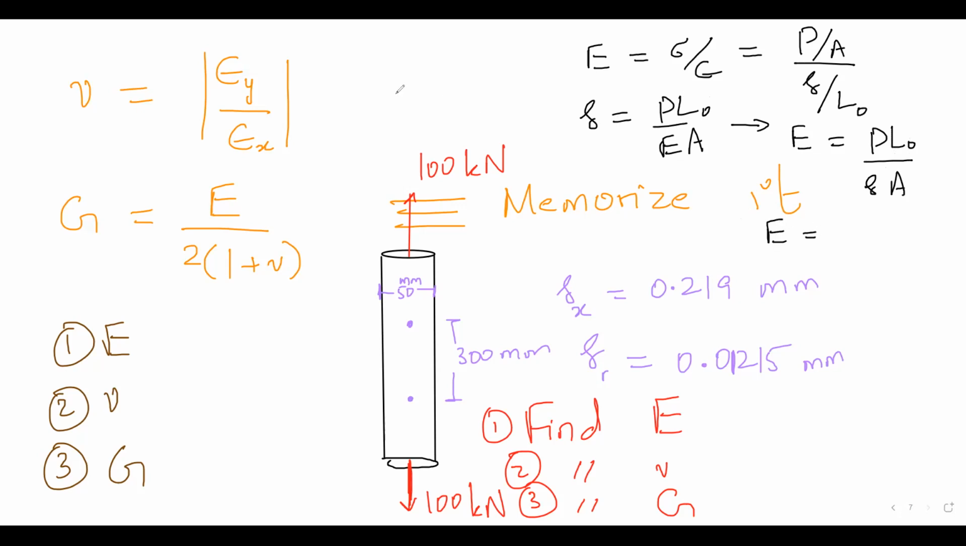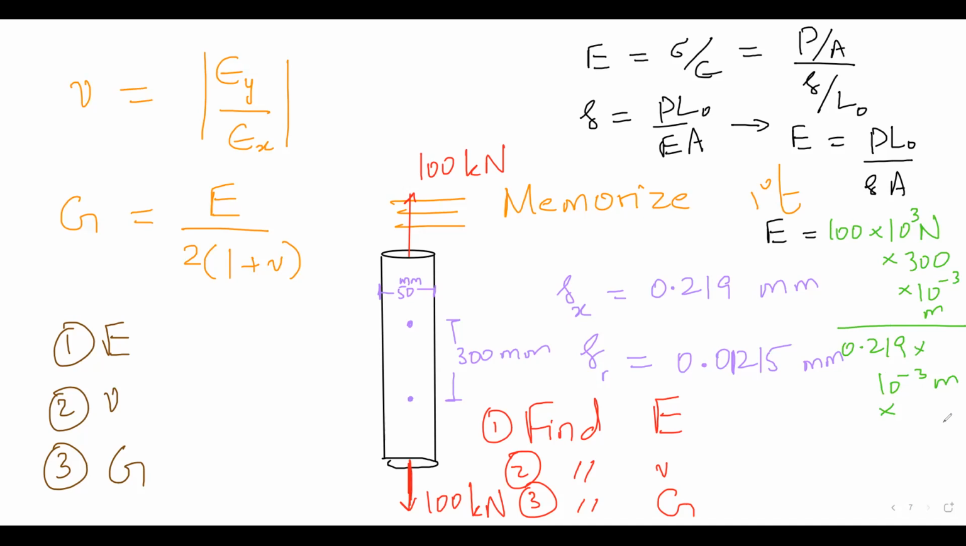Elastic modulus becomes, let me use a different color, 100 into 10 power 3. I'm so happy that I changed the values 3 times, but we have arrived at the right answers. L naught is 300 into 10 power minus 3 meter divided by delta, what was that, 0.219 into 10 power minus 3 meter multiplied by area.